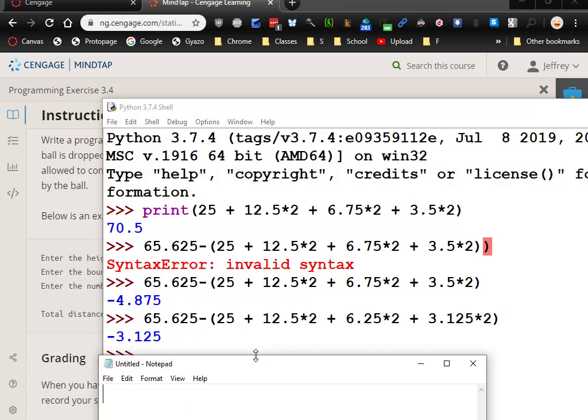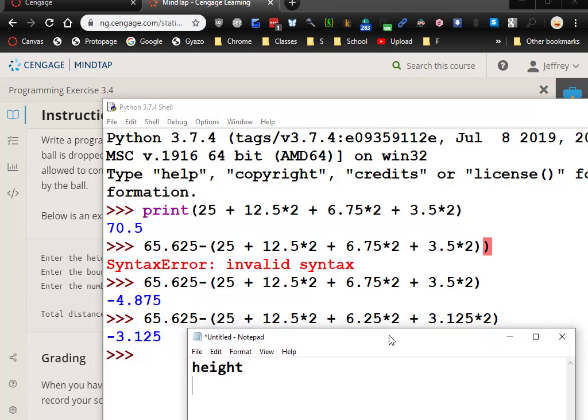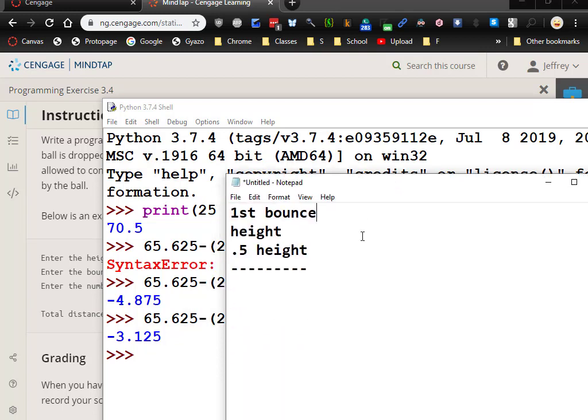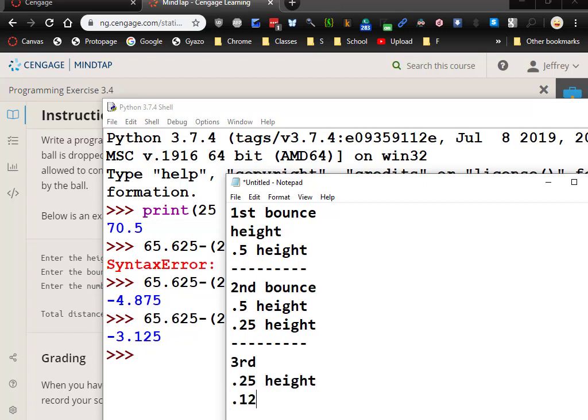So, as we were looking at this, we had our original height, right? And then for the first bounce, we went up half that height. And then that was a complete iteration. That was the first bounce. Then after the second bounce, say we stored that in a new variable, right? For the second bounce, we again did half the height, and then we did 0.25 of the height. And that bounce is done. And then the third bounce, we did 0.25 of the height, and then we did 0.125 of the height.